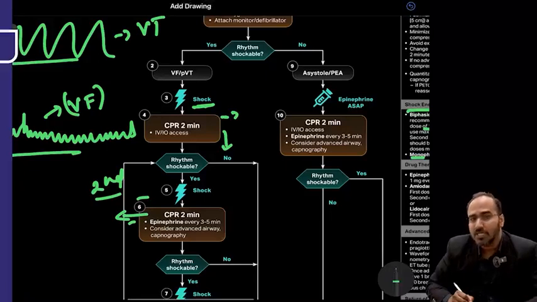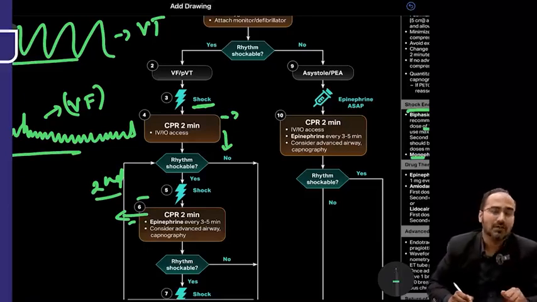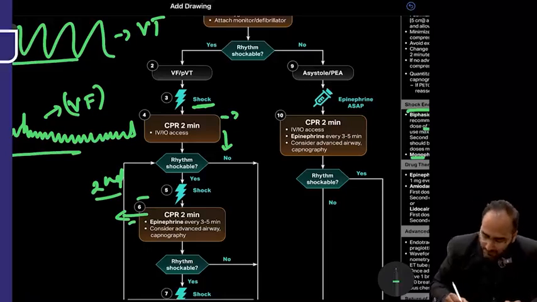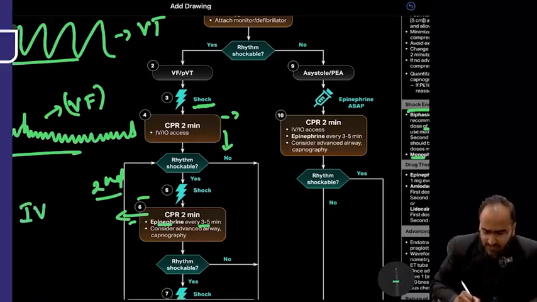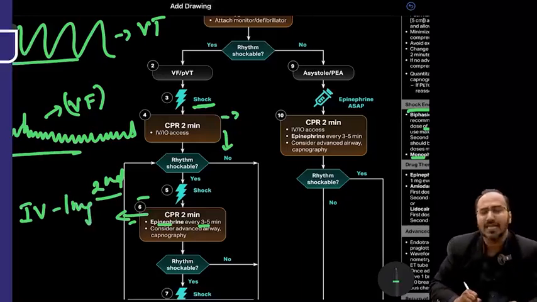While resuming your CPR, you have already secured an IV line, so you have to give some drugs to restart the heart. What is the drug of choice to restart the heart? It is epinephrine. Epinephrine has to be given every 3 to 5 minutes. How will you give it? The best route is the IV route. If you are giving intravenous epinephrine, you give 1 milligram.